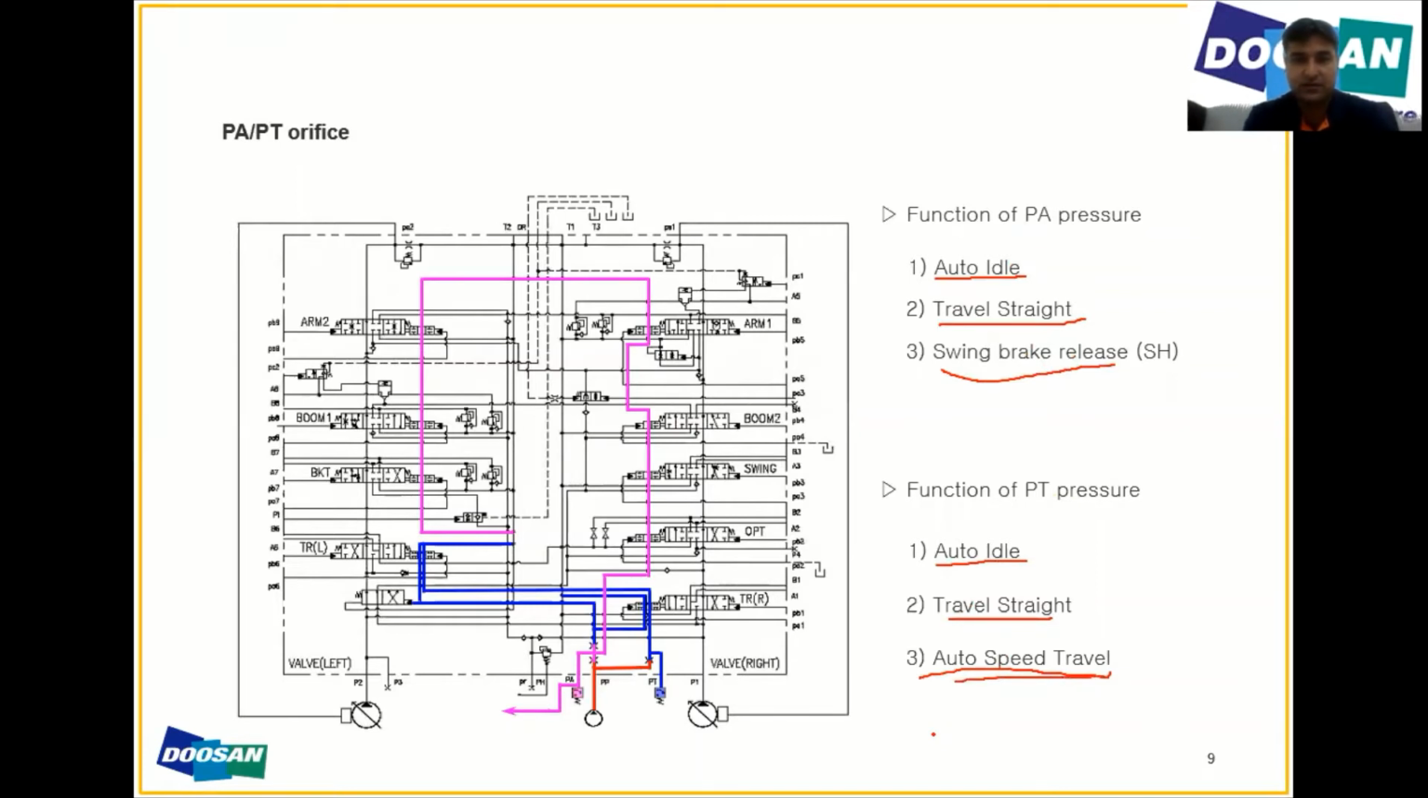You know there are three positions for the machine speed. One is low, one is high manual, and one is automatic. So this PT pressure is also working for the auto travel speed.